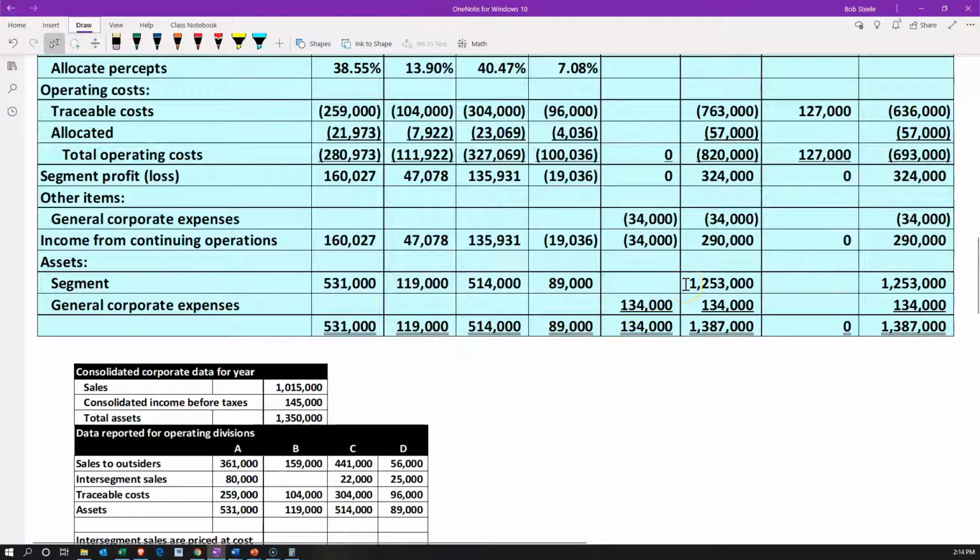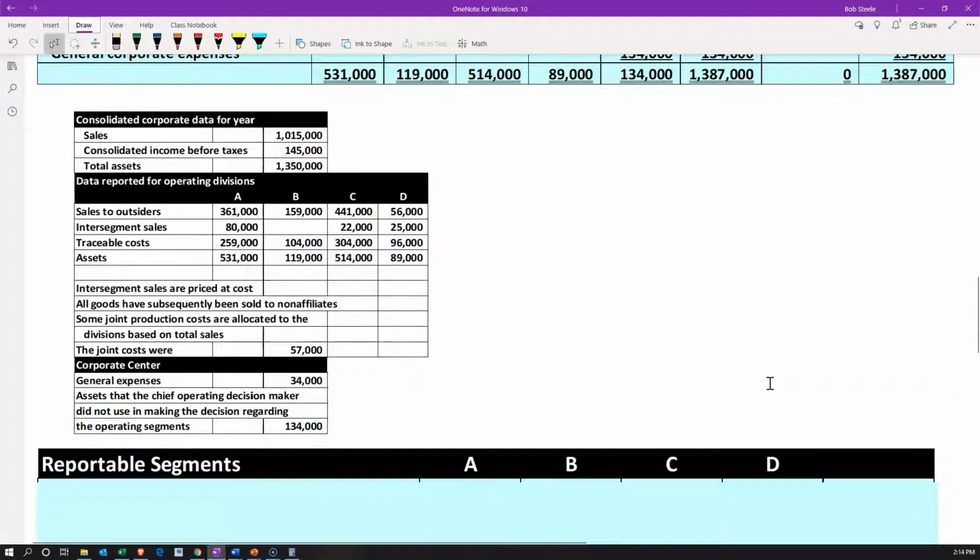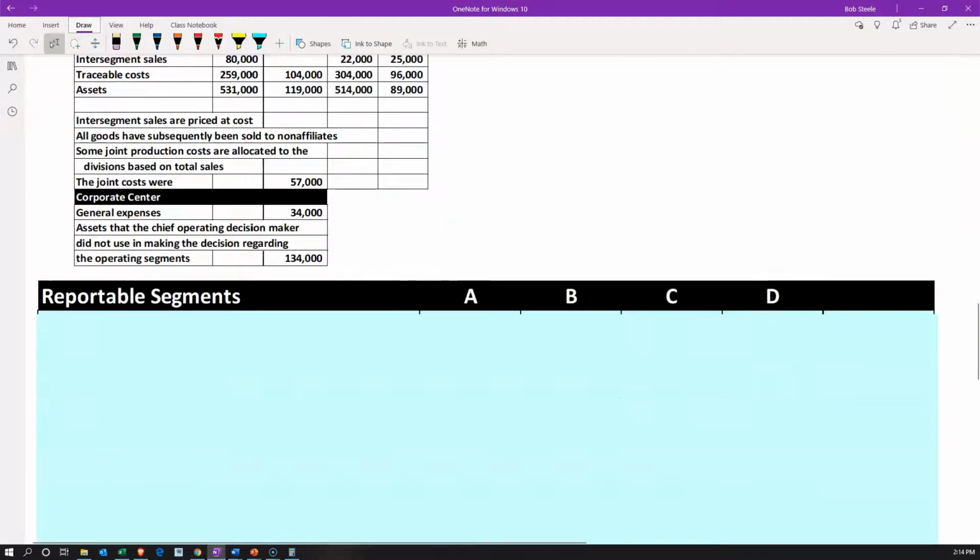Then we can add this up as the 1,253,000 plus the 134,000, or we can add up these 5 numbers and we should get this 1,387,000. And there's no adjustment, so we're going to get the same numbers over here on the combined amounts as well. All right, now let's go to the reportable segments.